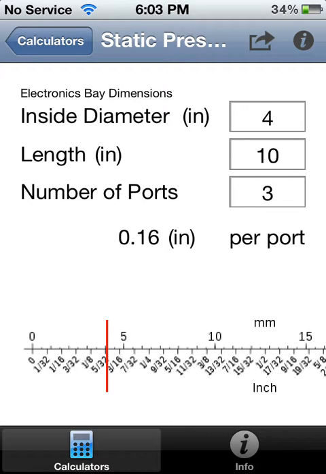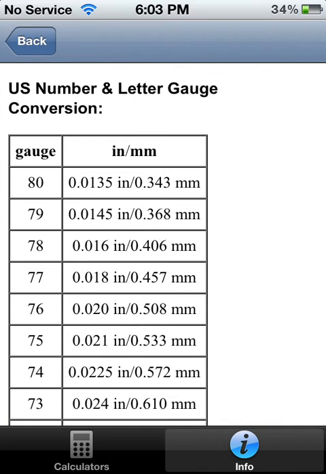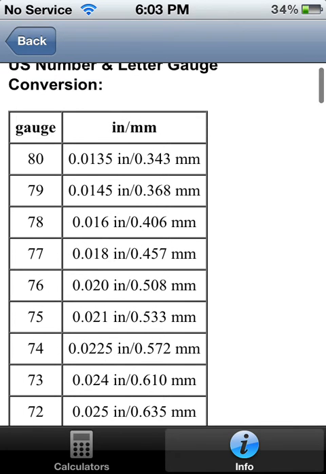Also have a reference if you need to look up a U.S. letter or number gauge. If you use those types of drill bits, you can look those up there. That's about it.